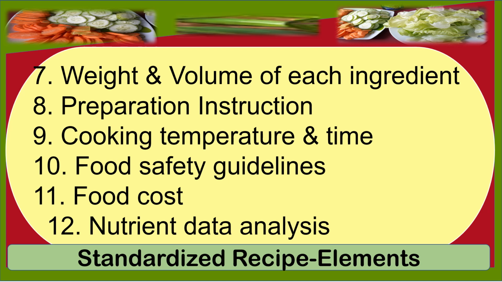And number 11, the food cost. The food cost is the figure cost of one serving. That is, of course, to identify the cost of this particular recipe. Then the last one, the nutrient analysis data. This is the listing of the nutrients per serving. Like, for example, how many percent of calories present in this recipe, how many percent of protein, how many percent of fats, how many percent of the carbohydrates, and etc. Right? That's important. All right.